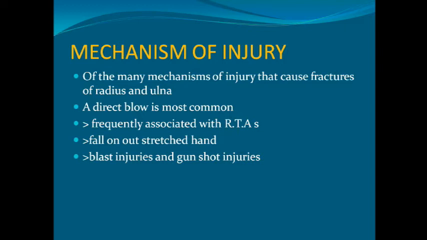So what is the mechanism of injury for forearm fractures? Direct blow is most common. Less common are road traffic accidents, then fall with outstretched hand. Then in blast injuries and gunshot injuries, we have forearm fractures too.